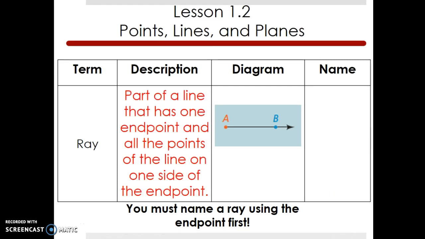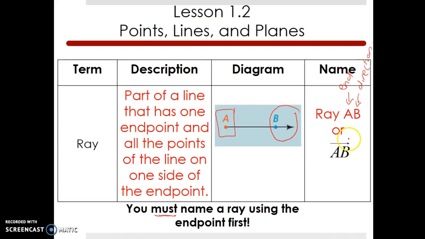Ray. A ray is a part of a line that has one endpoint, so you see that, it's ending here, and all the points of the line on one side of the endpoint, and it goes on forever. So one endpoint, but it goes in a direction forever. You must name a ray using the endpoint first. So here, if the endpoint is A, you have to put A first, and the direction it's going second. So endpoint, and then direction.